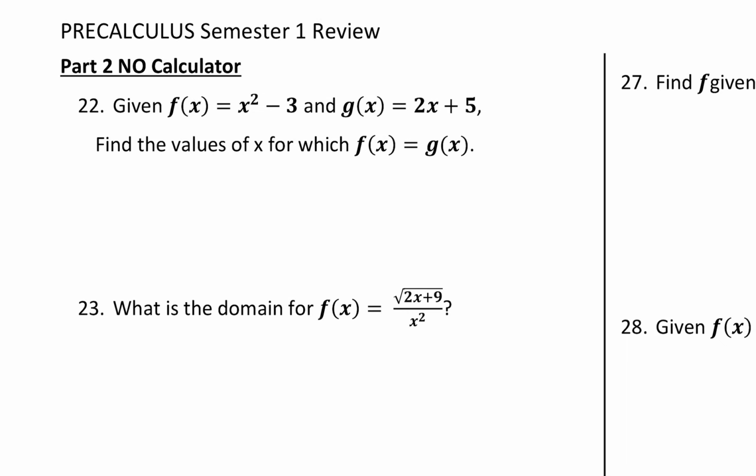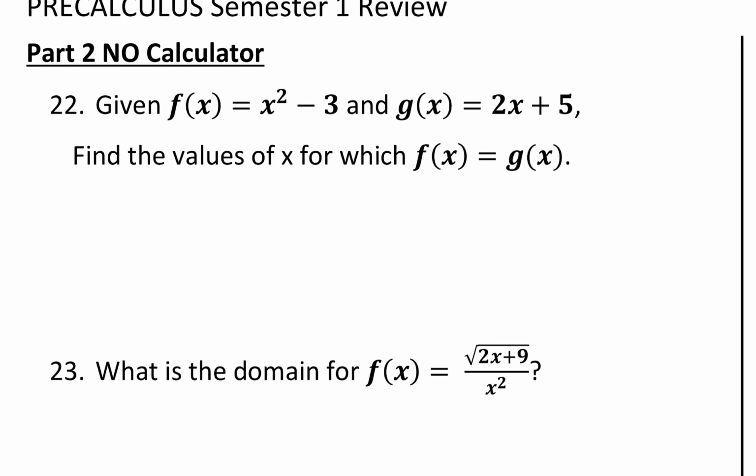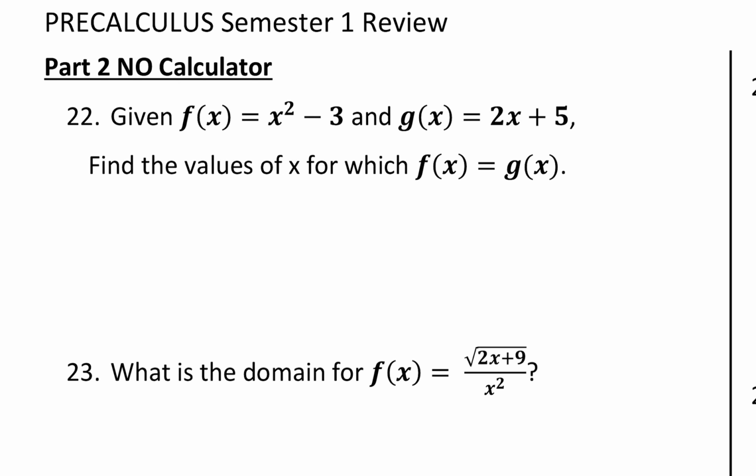All right, going on to this second page here, number 22. We're now in the no calculator section, so you should be putting your calculator away and trying to do these without the calculator so that you're practicing for what you need to know for this test. So it asks us to determine what happens when f of x and g of x are equal to each other. So let's just do that. Let's take this f of x and this g of x and set them equal. X squared minus 3 equals 2x plus 5.